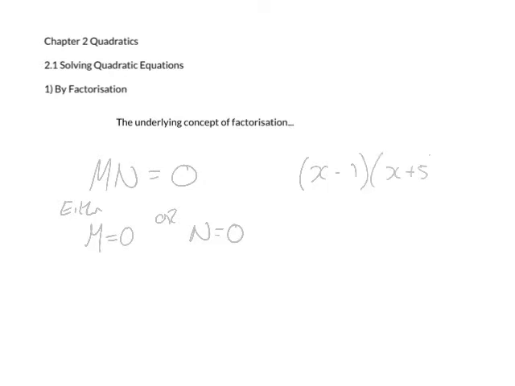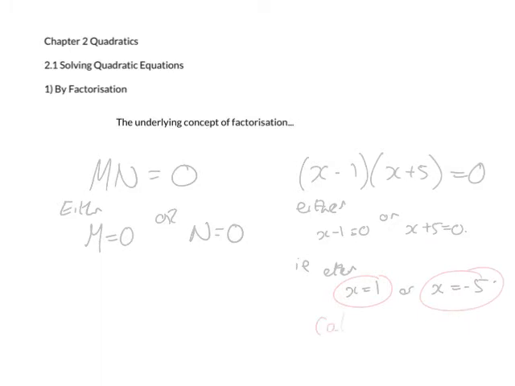Now, when we factorise, we are creating two factors, just like m and n. Two things multiply together to make 0. So either this first factor, x minus 1 is 0, or this second factor, x plus 5 is 0. Those are the only two ways we can multiply those two brackets together and make 0. So if we take the x minus 1 equaling 0, that only happens when x equals 1, and x plus 5 equals 0 only when x equals minus 5. So these values of x are called our solutions.